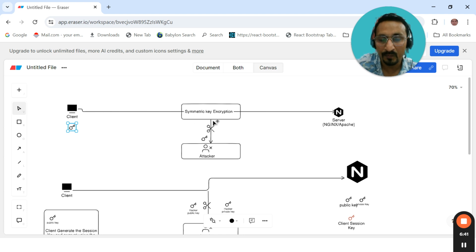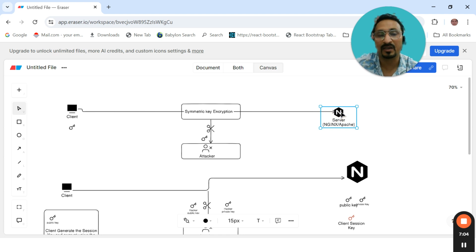So even though the man in the middle can try to get this data, as the man in the middle, or attacker, does not have the key, he will not be able to decrypt the data. And once it reaches the server, if the server has the same client key, then the server will be able to decrypt the data.